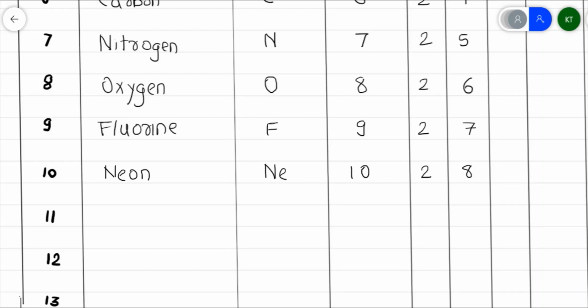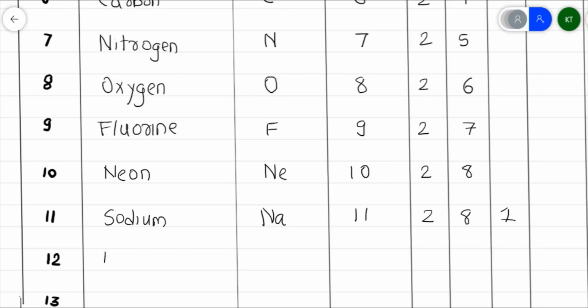The next one is sodium. The symbol is derived from its Latin name, natrium, Na, atomic number 11. First shell I can fill with 2 electrons. Second shell I can fill 8 electrons. So 2 plus 8, 10, and 11 minus 10, that is 1. The next electron goes in the third shell, so 2, 8, 1 for sodium.